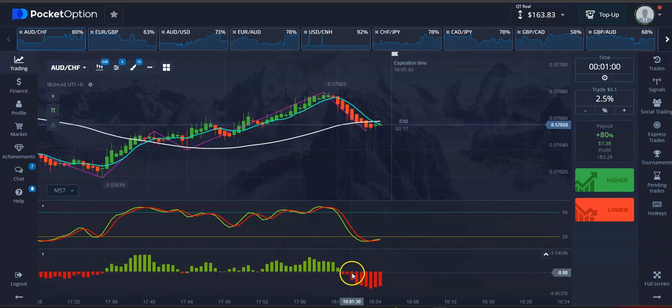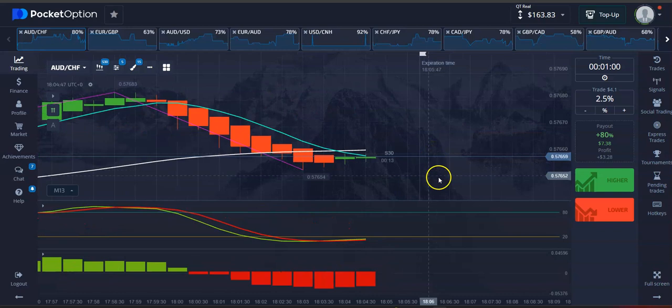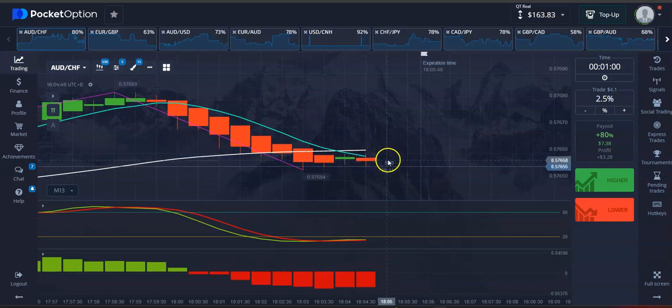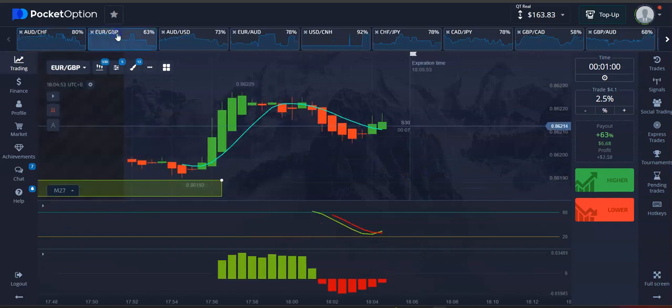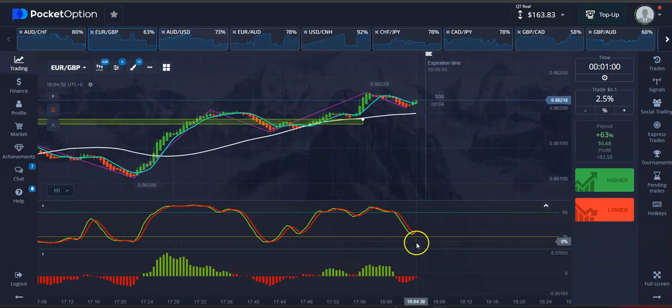But what I don't like over here is the volume. Still got strong bearish volume, hence the price reacting to this area. So we might have to wait a few more candles. This one seems like it's going up. Volume is decreasing.